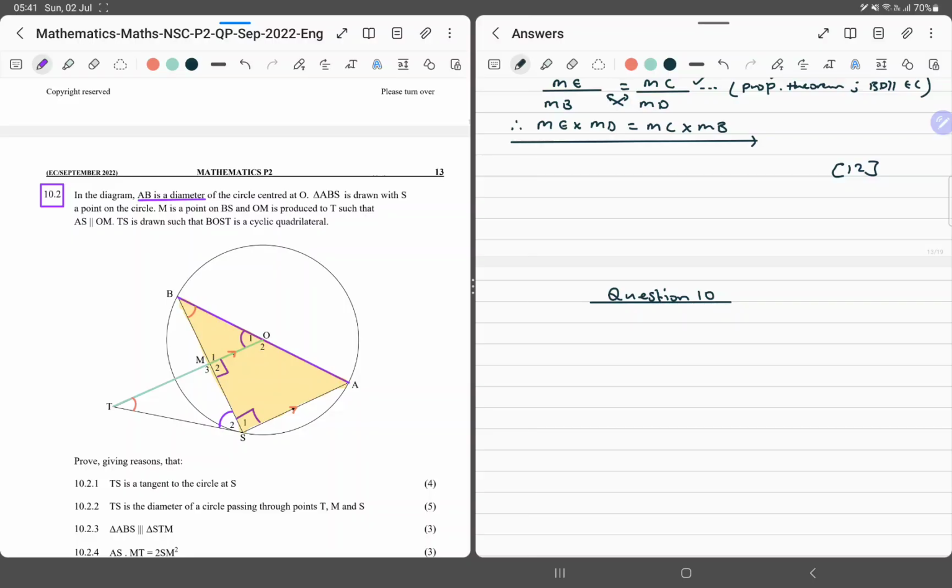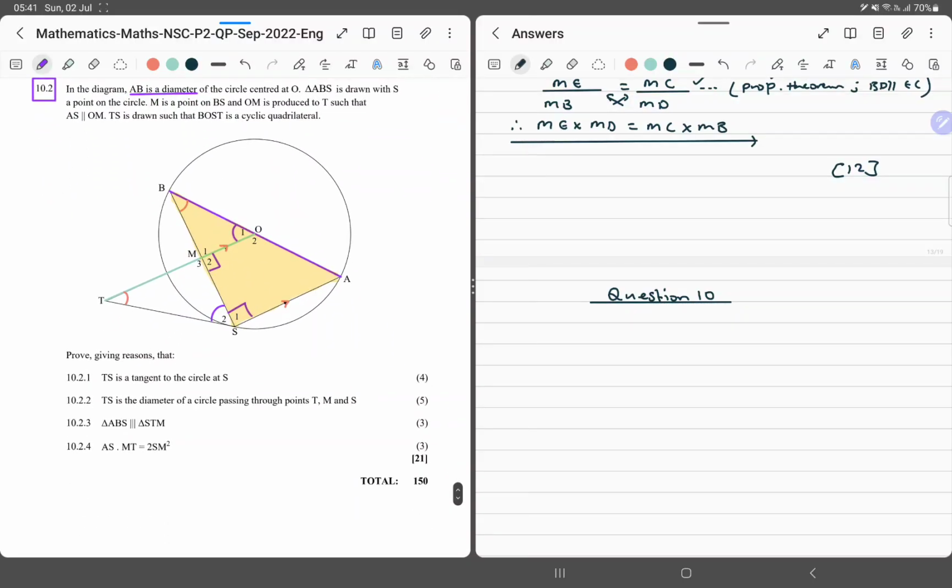But now I think we are ready to start working on our questions. So we're going to be doing 10.2. So we've got 10.2.1. It says now prove, giving reasons, that TS is a tangent to the circle at S.